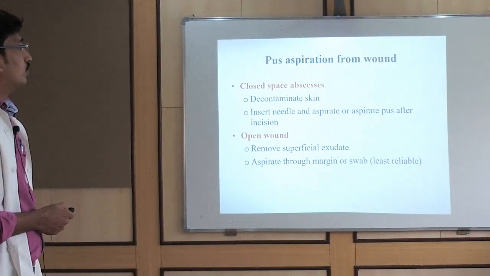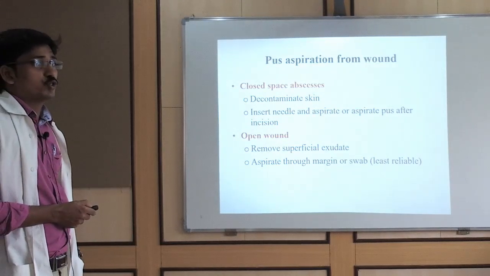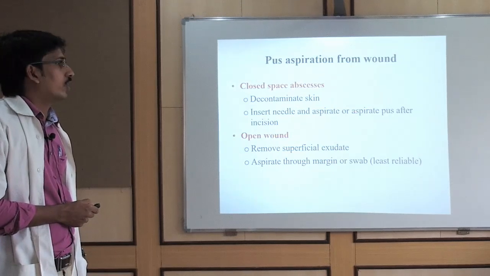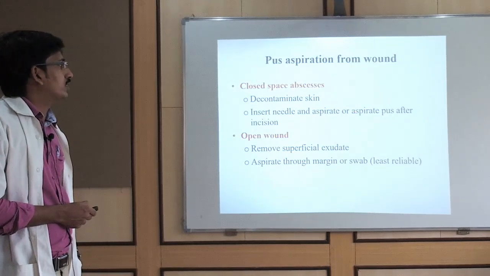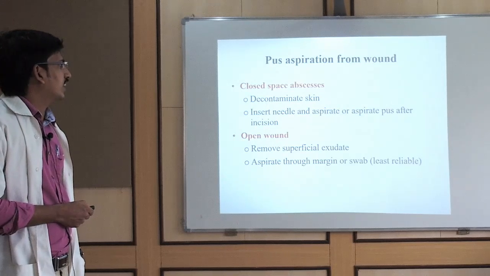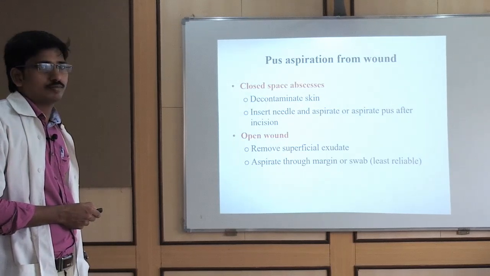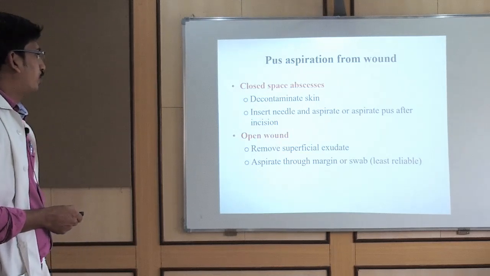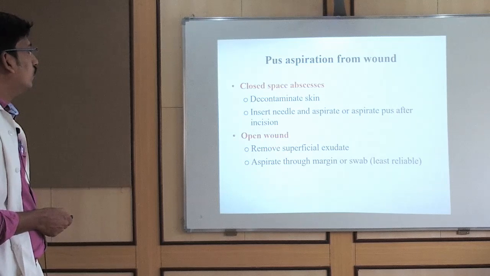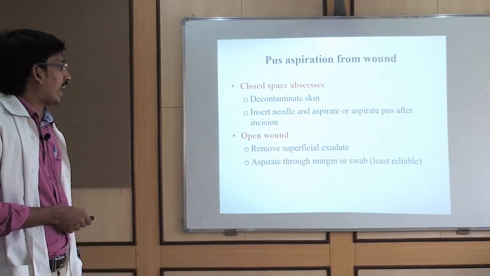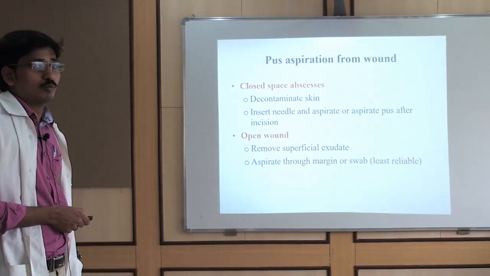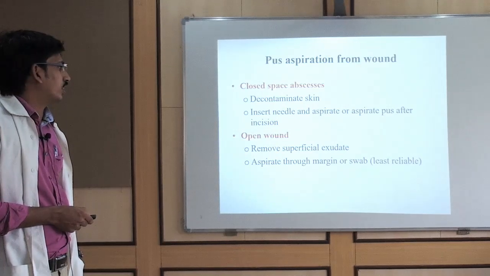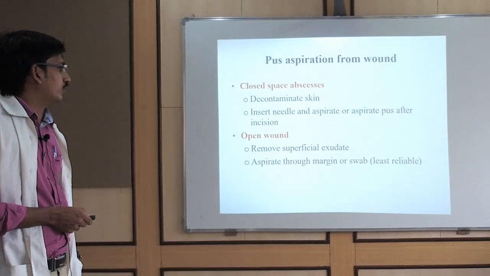Next, coming to pus. Mostly pus should be aspirated using syringes only. In case of a closed space abscess, we should decontaminate the skin using sterile saline or alcohol, then insert the needle and aspirate the pus, whatever sufficient amount you take, and send it to the microbiology department. In case of an open wound, remove the superficial exudate and aspirate through the margin using a syringe, or if there is no pus, you can take swabs, rub it, and send it to the microbiology department.